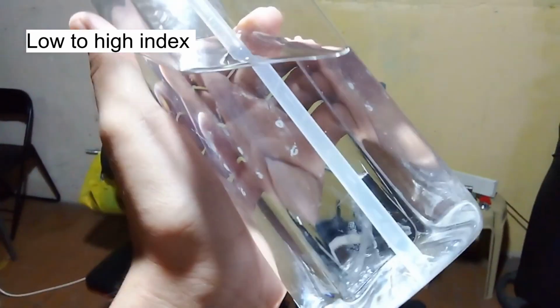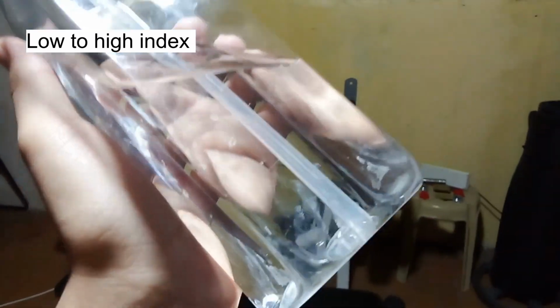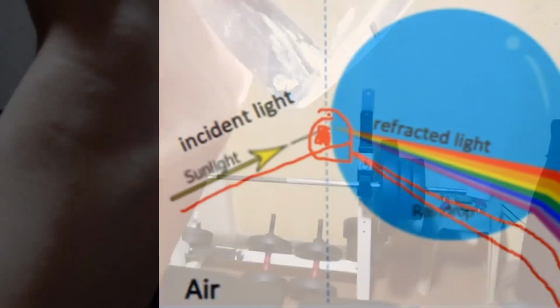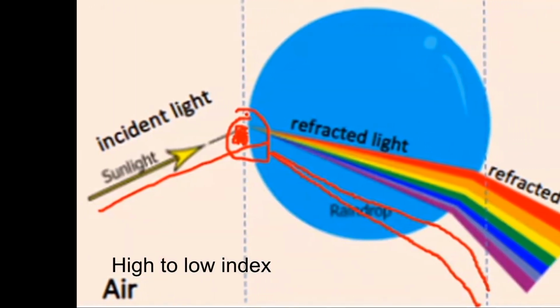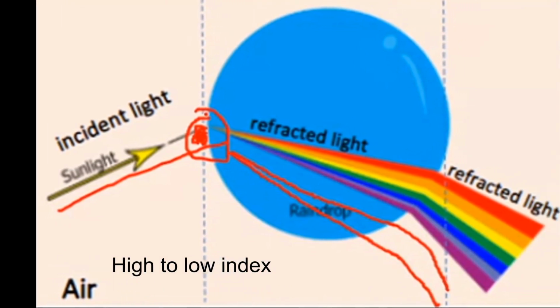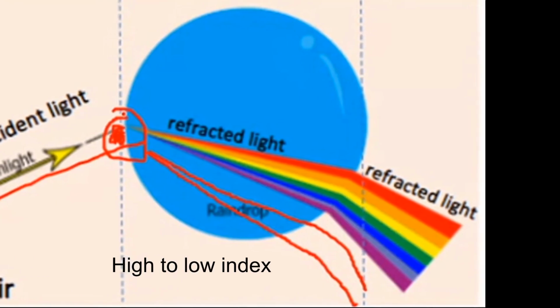If you look at the objects underwater inside the glass container, they would appear bigger than they actually are. High to low index, on the other hand, is basically where the light goes from big to small. A good example of this is when the sun enters and leaves a water droplet, which makes the light appear bent.